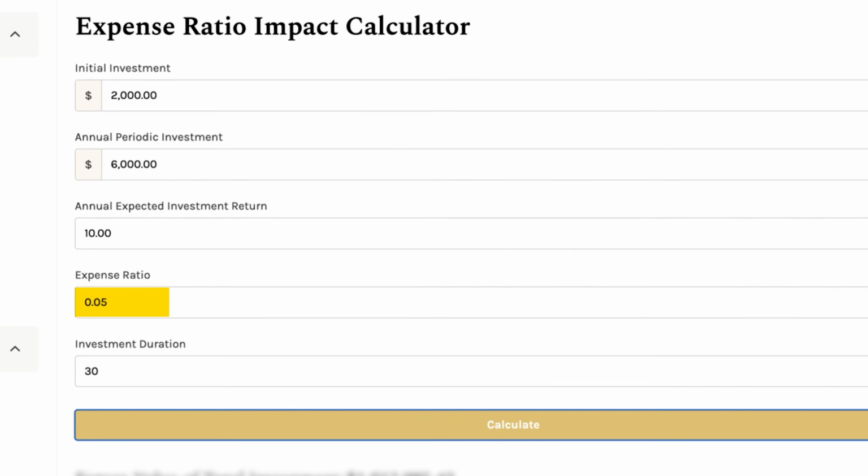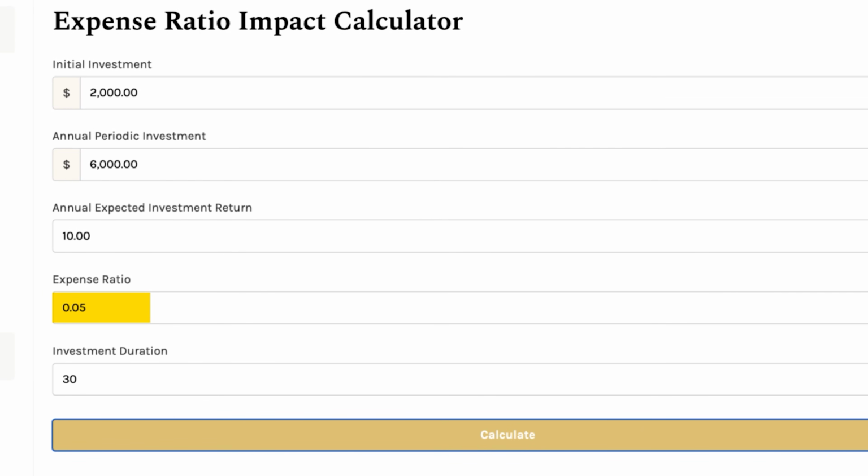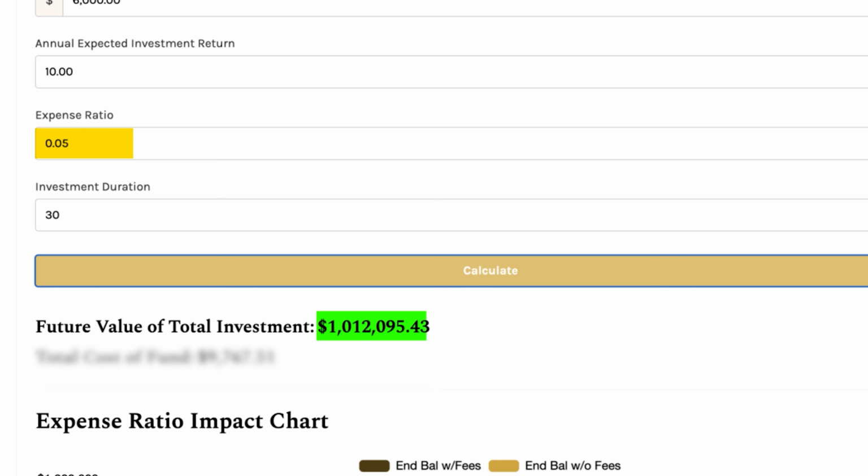Or instead, if you use Charles Schwab's passively managed fund that charged a 0.05% expense, assuming the returns stay the same, your end portfolio would instead be just over $1 million because the total cost of the fund ended up being below $10,000 as a whole, which is close to a $130,000 difference. And of course, the more you invest, the bigger the difference will be over time.